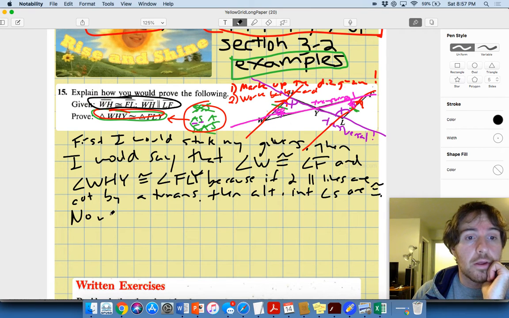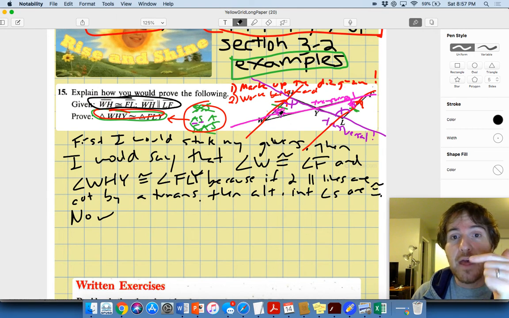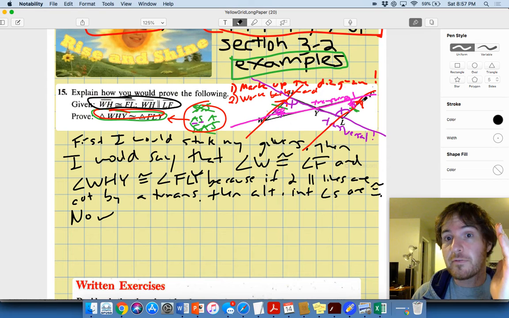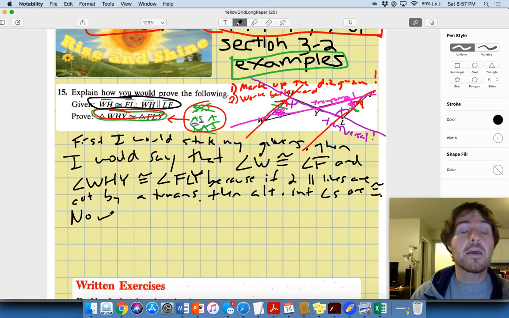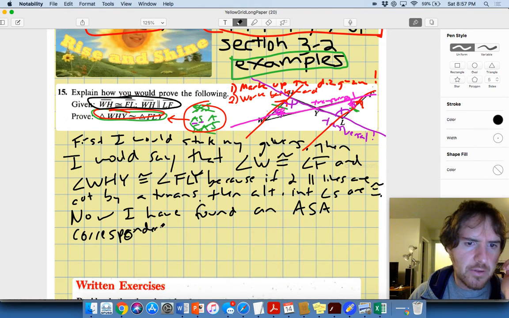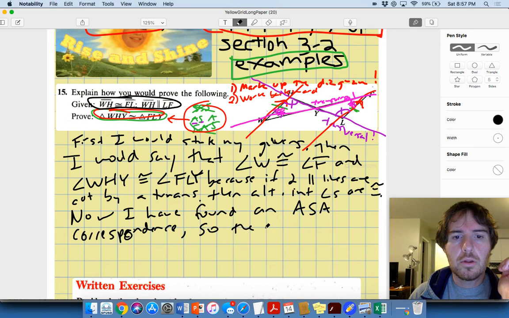Okay. Cool. So now I would just wrap it up with this. I have that angle congruent to that angle, that side congruent to that side because it was given to us, and that angle congruent to that angle for the same reason as the first angles: if two parallel lines are cut by a transversal, then alternate interior angles are congruent. So now I have found an ASA correspondence, or congruence. So the triangles are congruent by ASA. And we got that one done here.